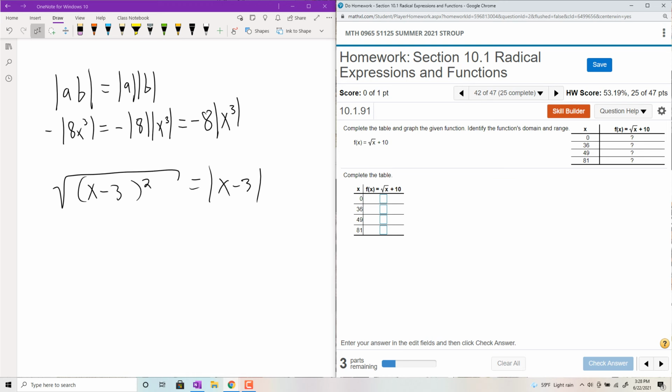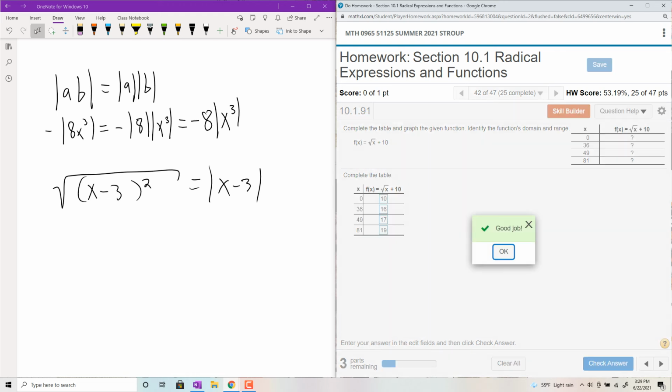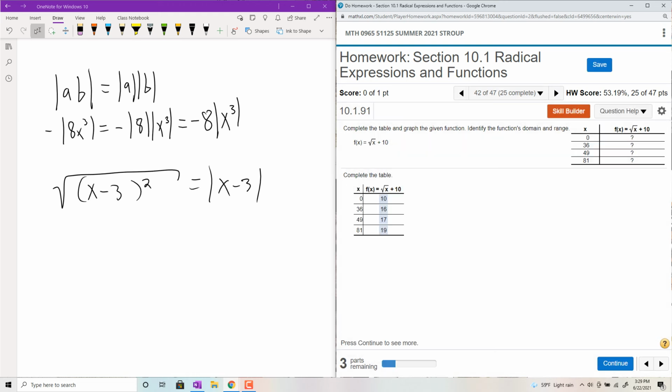They want you to figure out the domain and the range. All right, sure, let's do this. So this is 10. This will be 6 plus 10 is 16. 7 plus 10 is 17. Square root of 81 is 9. 9 plus 10 is 19. Is that it? Continue.